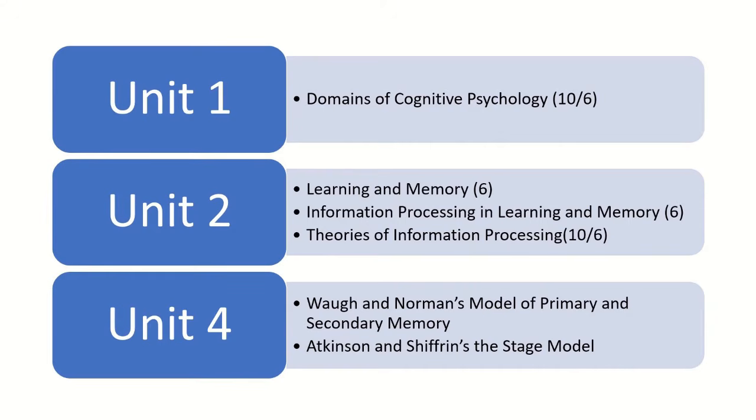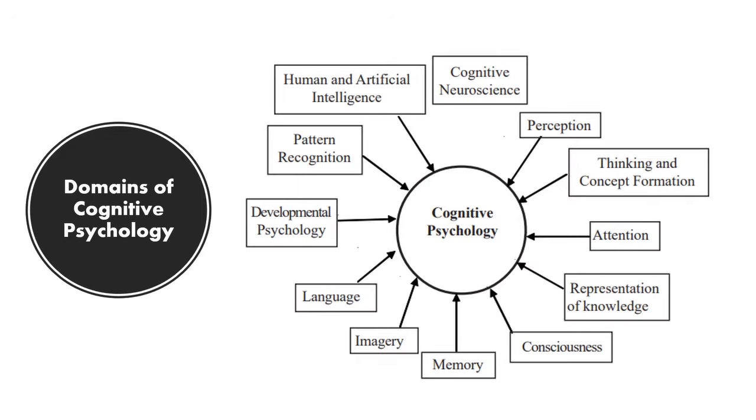From Unit 4, Vaughan-Normand's model of primary and secondary memory and Atkinson and Shiffrin's the stage model. These 2 questions will also come as a 6-mark question. Now let's move into the short answers. For domains of cognitive psychology, this symbol diagram will give you an idea of what all are the domains, and you can just briefly explain about each of these domains.